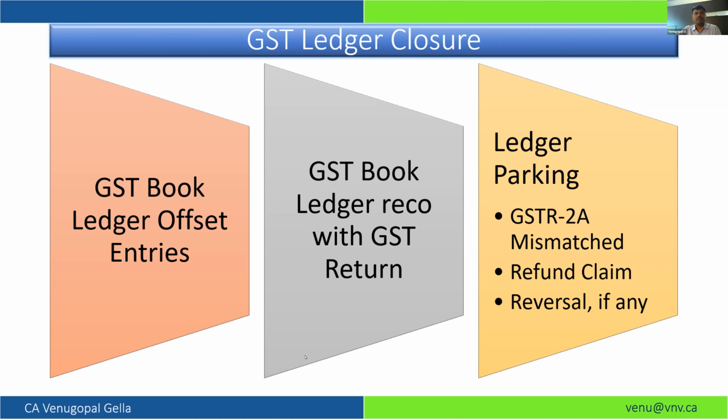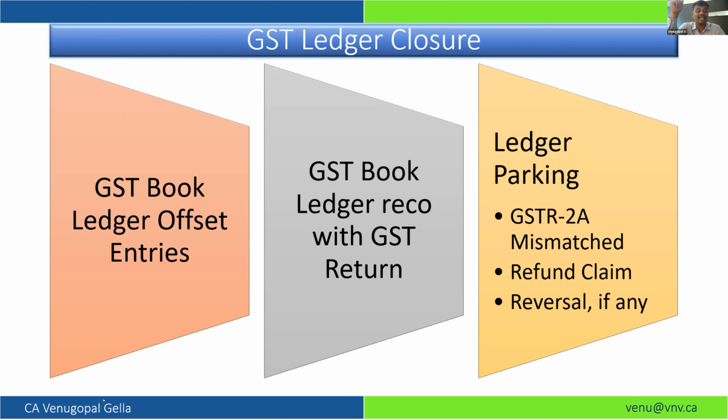You also need to find a way to reconcile your books of accounts with the electronic credit ledger entries. What you have to do is create intermediary ledgers: electronic cash ledger, electronic credit ledger, electronic liability ledger. Whenever you make a purchase of goods, you debit the expenditure, debit CGST, SGST, and credit the vendor. Contrarily, when you make a sale, you debit the customer, credit revenue, credit CGST, SGST liability. For the ease of understanding, let's say when I purchase, I debit it to CGST input.